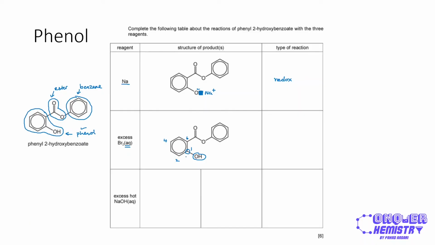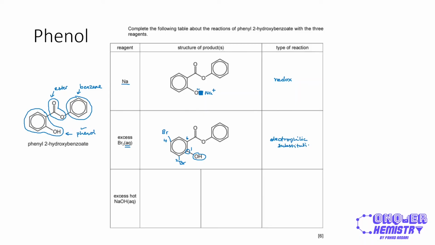Now 6 already has the ester linkage bonded to it and the rest of the molecule, so I'm going to show a Br at carbon atom number 2 and a Br at carbon atom number 4. So that's going to be my structure, and this is an electrophilic substitution reaction that is taking place.